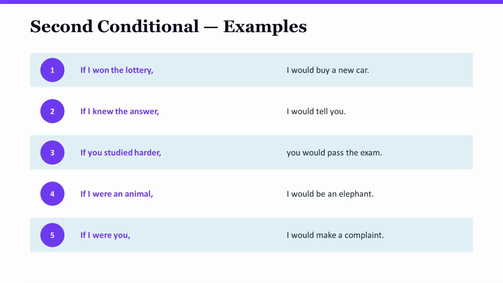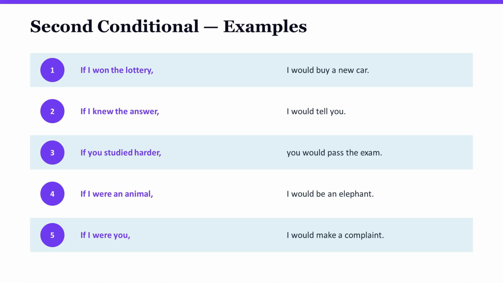I have not won the lottery. Example 2. If I knew the answer, I would tell you. But I don't know the answer, so this is hypothetical. Example 3. If you studied harder, you would pass the exam. This is advice about an unreal situation.